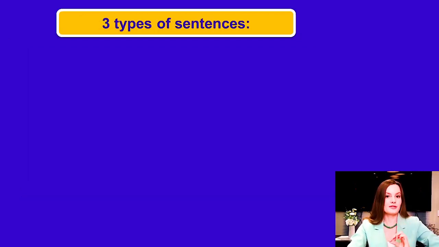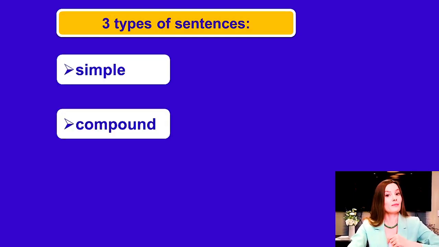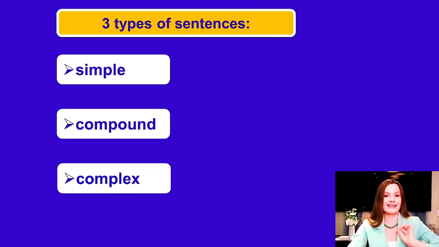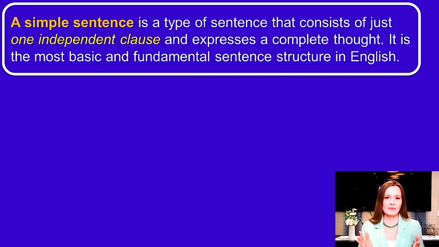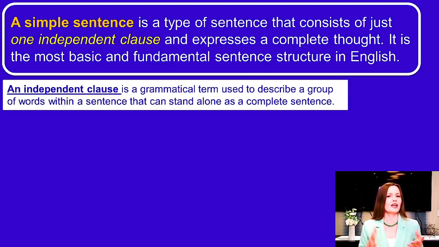So, there are three types of sentences based on their structure: simple, compound, and complex. A simple sentence is a type of sentence that consists of just one independent clause and expresses a complete thought. It is the most basic and fundamental sentence structure in English. You may ask me, what is an independent clause? An independent clause is a grammar term used to describe a group of words within a sentence that can stand alone as a complete sentence.